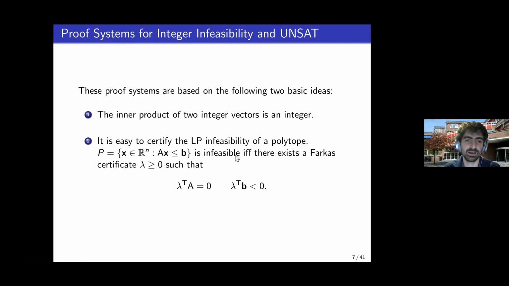So if the polytope in question here is empty, you can always find a positive combination of the constraints such that the left-hand side sums to zero and the b side sums to something negative. This is a trivial reason for infeasibility, because if any feasible x existed, it would not be possible to find such a combination: Ax is less than or equal to b, so lambda Ax should be less than or equal to lambda times b, and zero cannot be less than something negative. So the existence of these certificates makes it easy, at least from a proof complexity perspective, to certify the infeasibility of a polytope over the reals.